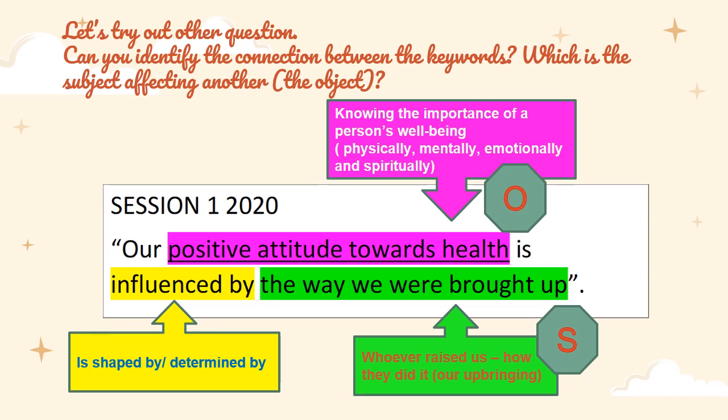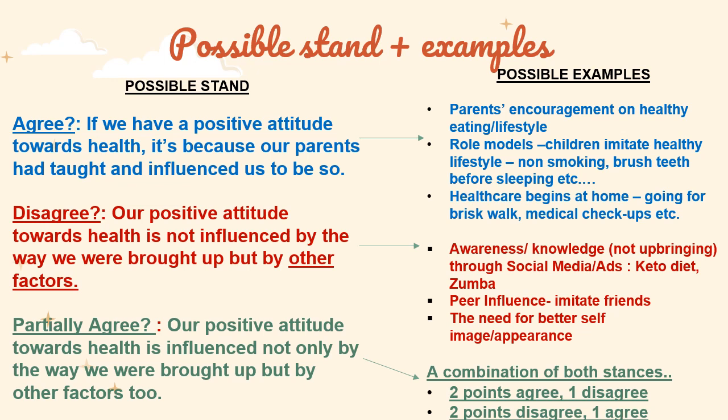So now you have to decide what will be your stand. When you understood what the task wants, you are able to decide the possible stand that you can make, and you can think of possible examples. So what would you decide then? Agree, disagree, or partially agree? If you agree, you would say if we have a positive attitude towards health, it's because our parents taught and influenced us to be so. It's about the family upbringing.